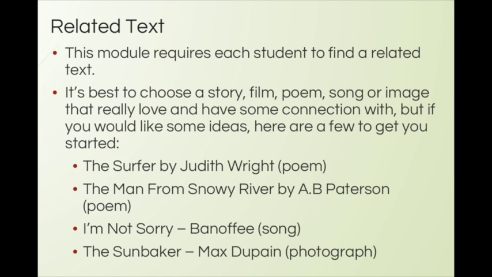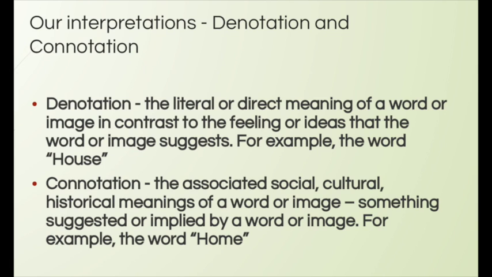All right, so just a little word on how to interpret texts. So we've got two key terms that we will be using as we go throughout this module. The first one is denotation and the other one is connotation. All right, so denotation, when I say what is the denotation of a word, I'm talking about the literal or the direct meaning of a word, okay, or an image, in contrast to the feelings or ideas that the word or image suggests. So, for example, the word house, that can be interpreted as a structure in which we live in.